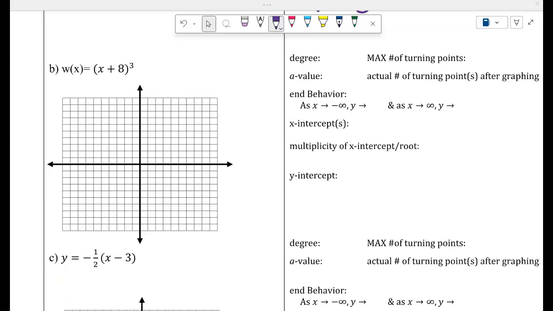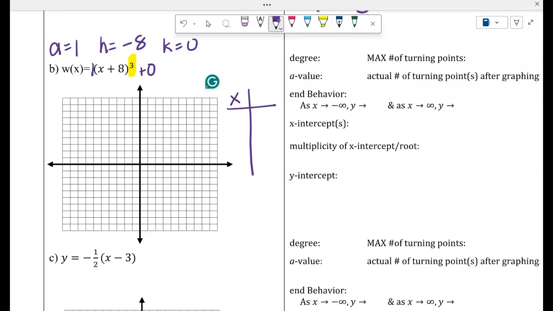So on B, we have w of x equals the quantity of x plus 8 to the third power. So we would need to graph this out, okay? So guys, if this is a third power, we can list out your a, your h, and your k. So a is 1 because we don't see any leading coefficient. H is going to be -8 and k is going to be 0 because if we don't see anything adding or subtracting, that's what we have. So we can just immediately know your inflection point, which is -8, 0.